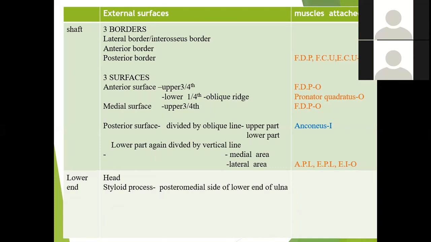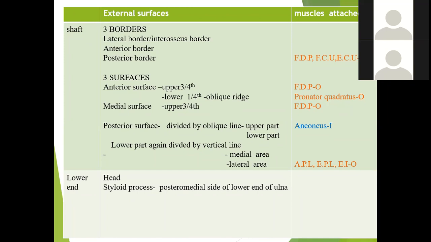And what are the remaining muscles? The other two muscles are flexor carpi ulnaris and extensor carpi ulnaris. Both the carpi ulnaris muscles, flexor carpi ulnaris and extensor carpi ulnaris, get their origin from the posterior border. So overall, the posterior border gives origin for three muscles: flexor digitorum profundus, flexor carpi ulnaris, extensor carpi ulnaris. Okay, so now we are coming to the surface attachments.